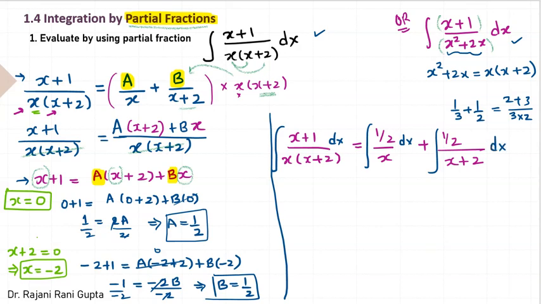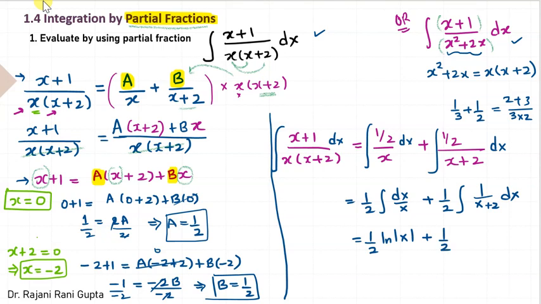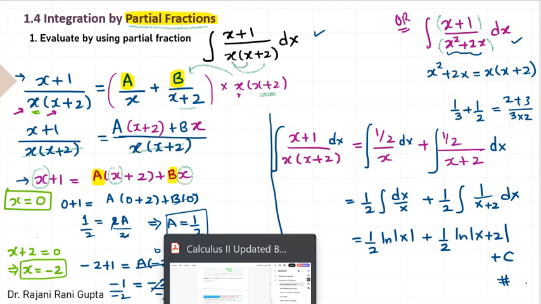Okay, so now our things become easy. So this is now half integral of dx over x plus half integral of 1 over x plus 2 dx. So this gives you half ln of mod x plus half ln of mod x plus 2. Since this is an indefinite integral, we add the constant of integration c and we get our answer.